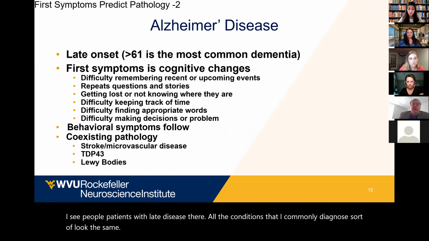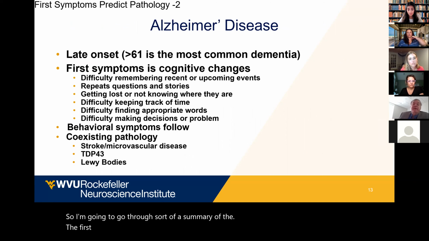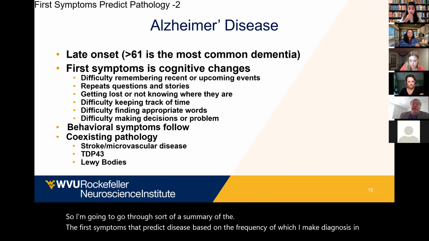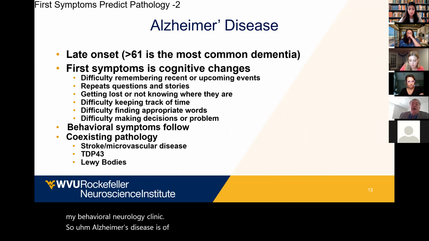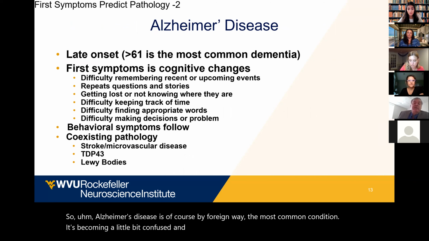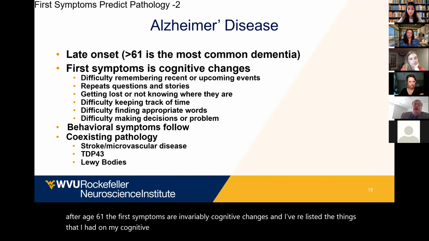So I'm going to go through a summary of the first symptoms that predict disease, based on the frequency with which I make diagnoses in my behavioral neurology clinic. So Alzheimer's disease is, of course, by far and away the most common condition. It's becoming a little bit confused, and I'll explain why in a minute. Generally it's late onset, after age 61. The first symptoms are invariably cognitive changes, and I've relisted the things that I had on my cognitive screening test.